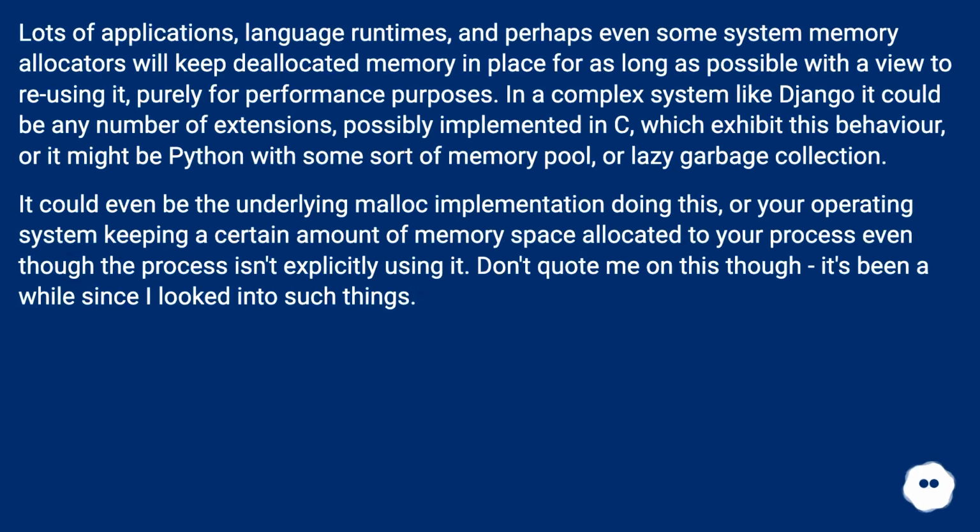Lots of applications, language runtimes, and perhaps even some system memory allocators will keep deallocated memory in place for as long as possible with a view to reusing it, purely for performance purposes. In a complex system like Django, it could be any number of extensions, possibly implemented in C, which exhibit this behavior, or it might be Python with some sort of memory pool, or lazy garbage collection. It could even be the underlying malloc implementation doing this, or your operating system keeping a certain amount of memory space allocated to your process even though the process isn't explicitly using it. Don't quote me on this though, it's been a while since I looked into such things.